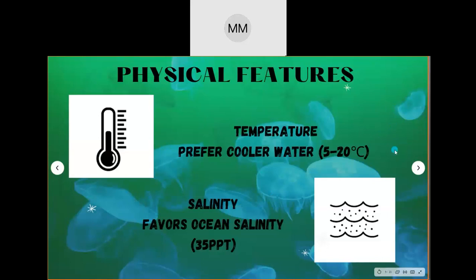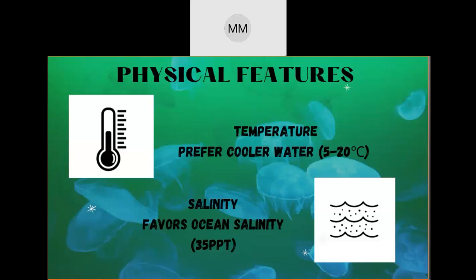For physical features, first, temperature. Kelp needs suitable temperature to survive. They prefer cooler water and mostly inhabit temperate areas such as in the intertidal zone and below low water, which is 5 until 20 degrees Celsius. As the water gets warmer, the concentration of nutrients declines and threatens the survival of the kelp.